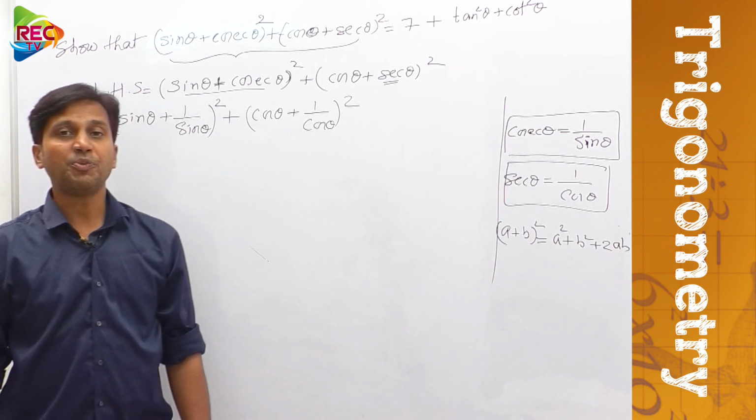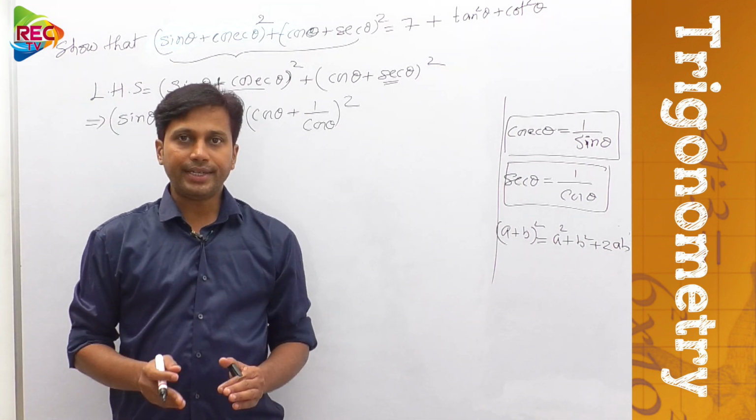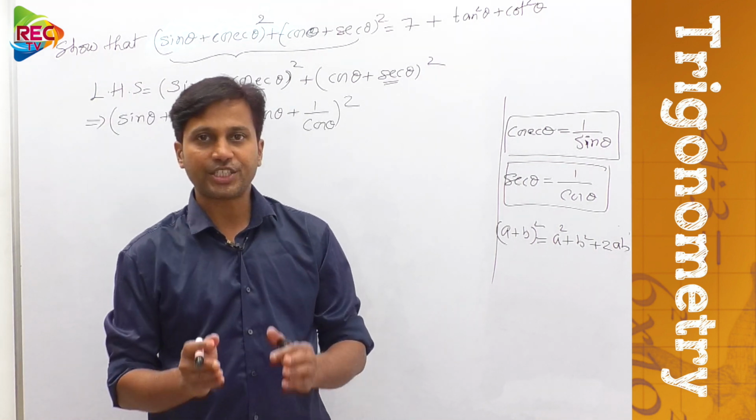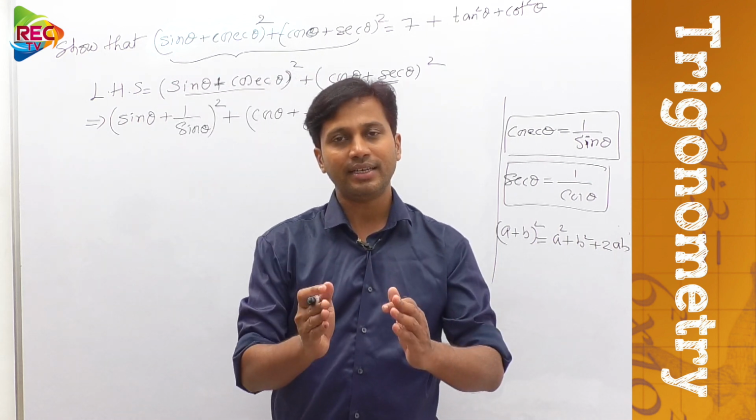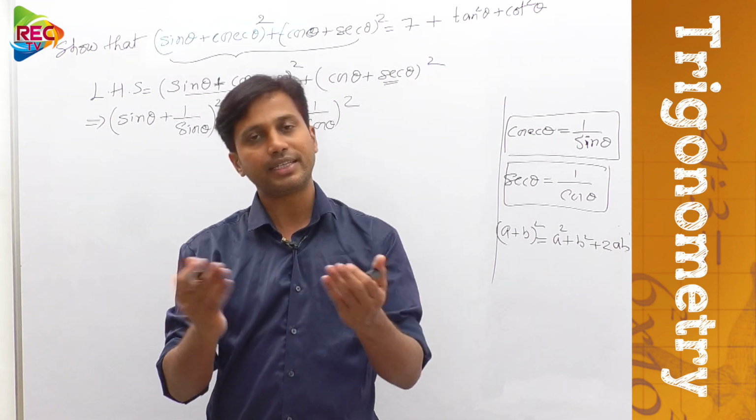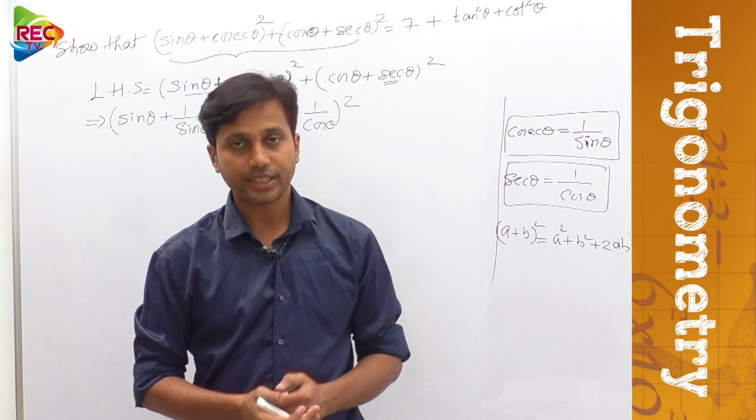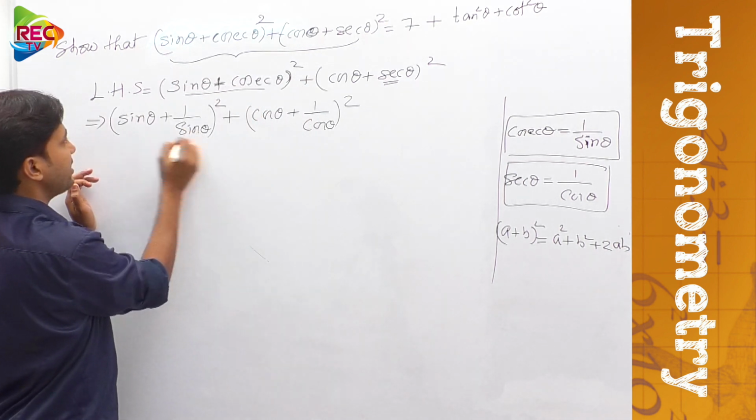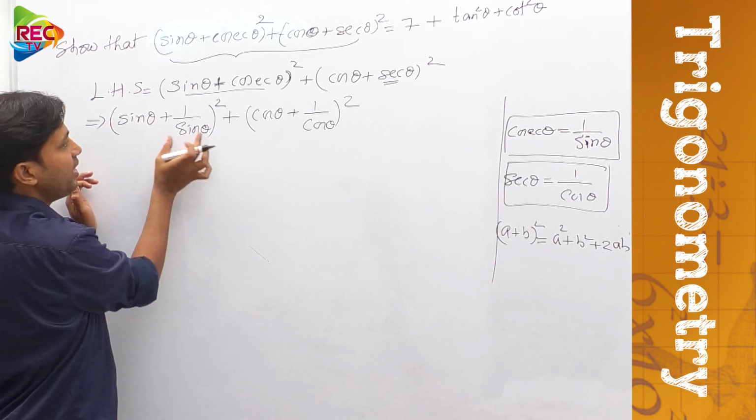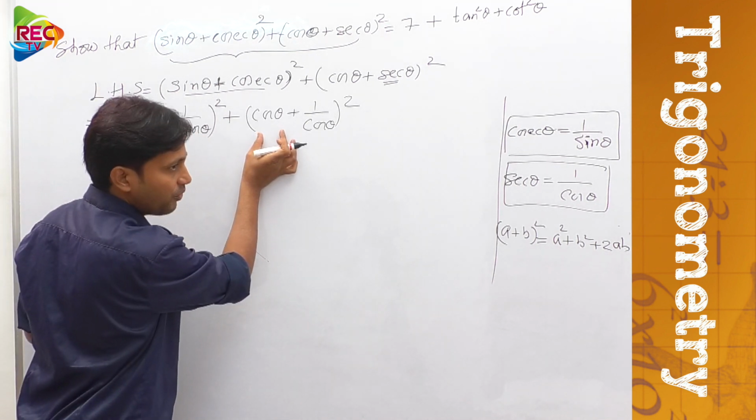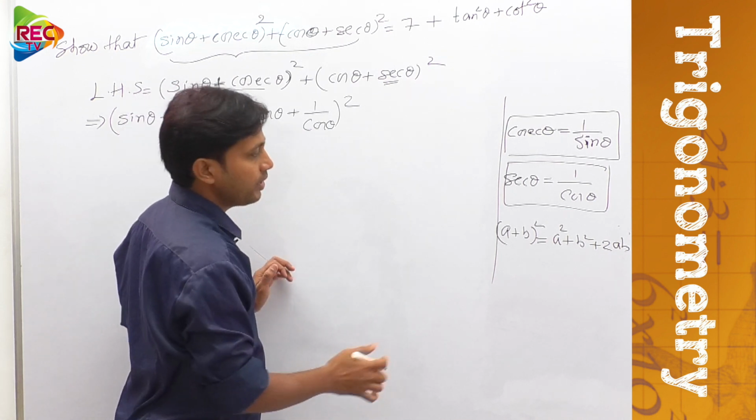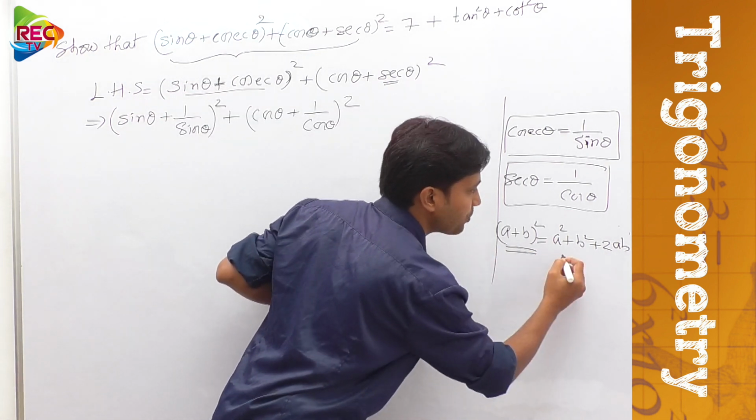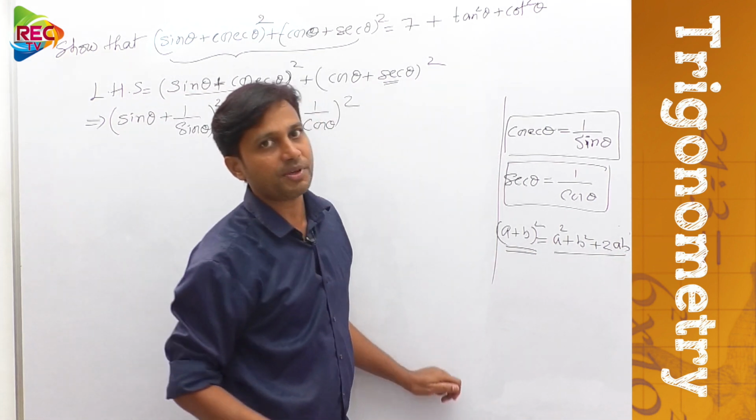So what we did is convert the entire given LHS expression into sin and cos. In terms of sin and cos we have converted. Got it? So now let us expand this. This is in the format of a plus b whole square. This is also in the form of a plus b whole square. So now you can further expand this into a square plus b square plus 2ab.